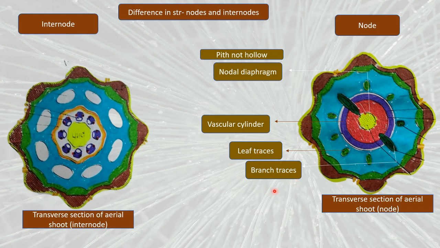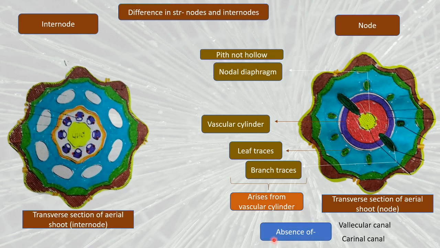So the traces of both of these can be seen here, and both of these actually arise from the vascular cylinder, right? So all of these have their origin from vascular cylinder, because leaf and branch, both of these require vasculature for conduction of water and food, right? So therefore they arise from vascular cylinder.